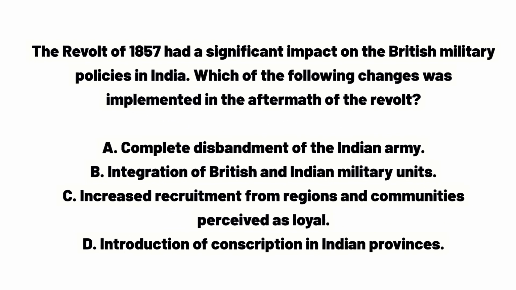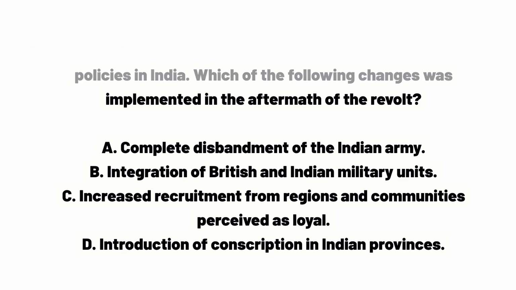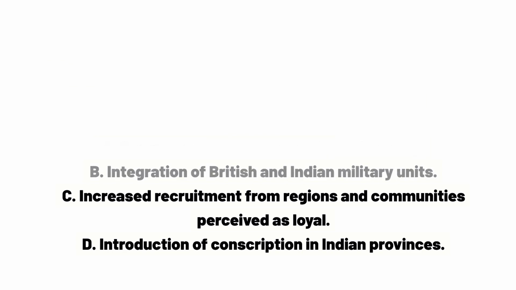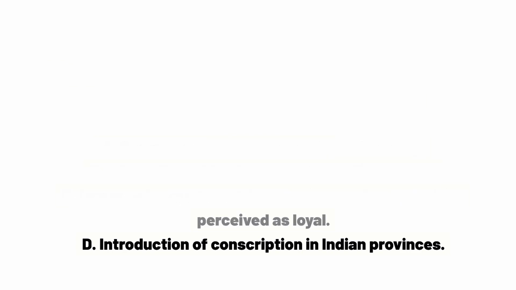The Revolt of 1857 had a significant impact on the British military policies in India. Which of the following changes was implemented in the aftermath of the revolt? A. Complete disbandment of the Indian Army. B. Integration of British and Indian military units. C. Increased recruitment from regions and communities perceived as loyal. D. Introduction of conscription in Indian provinces. Answer. C. Increased recruitment from regions and communities perceived as loyal.